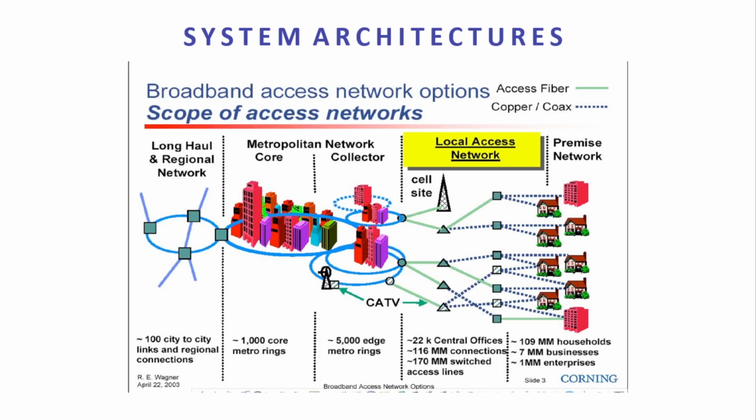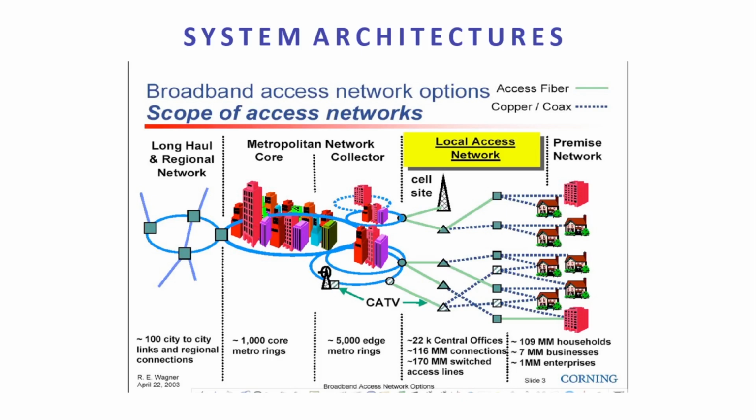After that, the signal is given to the cell sites, which are located in different areas or different sectors, having 22K central offices, 116 mm connections, and 170 mm switches across each line to provide proper interconnections. These are also called the local area network, or we can say local access network, which is used to connect the users, from a source to a destination, or from the first user to the second user.